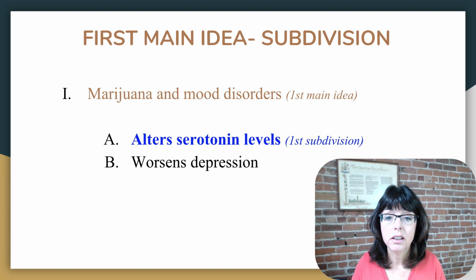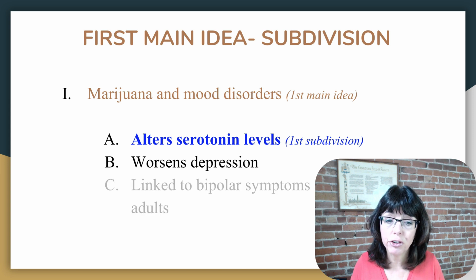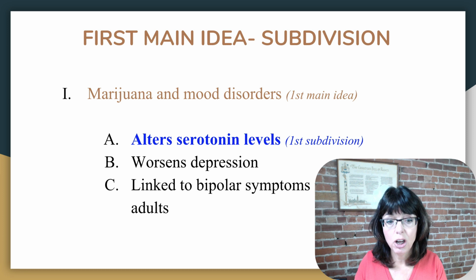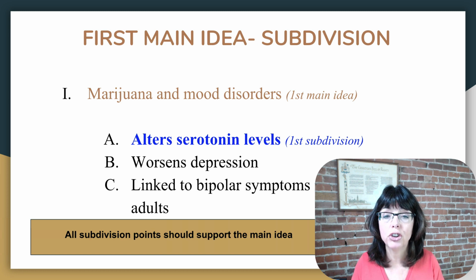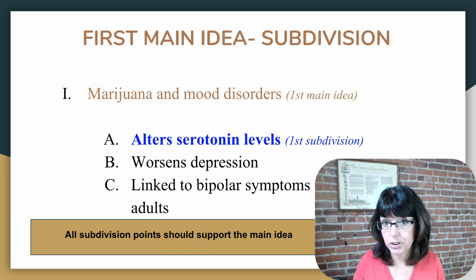Again, in this first section is a second idea. So I'm going to continue with the B, and it worsens depression if the person already is depressed, and a further idea linking it to bipolar symptoms. So there's your first section with 3 supporting ideas in that section. Remember that all of the points that you include in A, B, C, and even D, if you continue, they should all be related to and supportive of the first main idea or your first section.